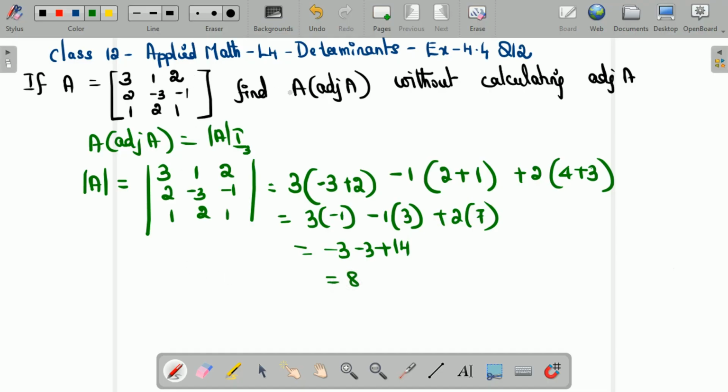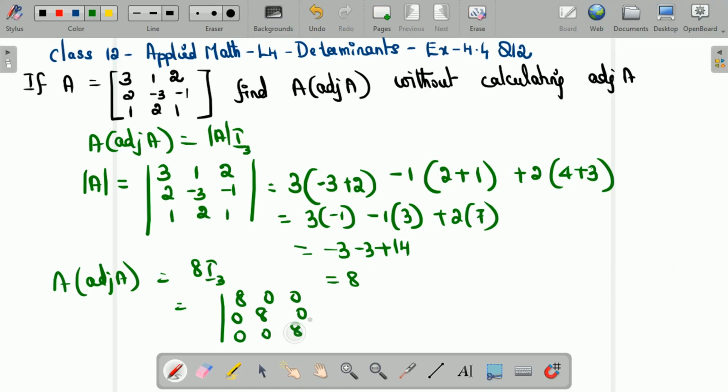This means A into adjoint of A. So this is what we wanted. A into adjoint of A matrix is going to be 8I3, which is nothing but 8, 0, 0, 0, 8, 0, 0, 0, 8. So this can't be written as a determinant, so I'm going to write this in the matrix style. So it is the matrix of 8, 0, 0, 0, 8, 0, 0, 0, 8.